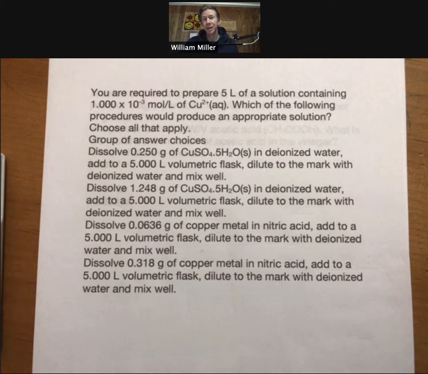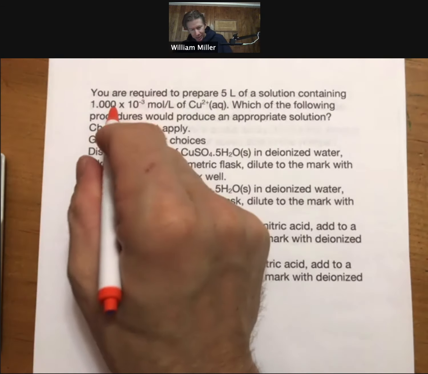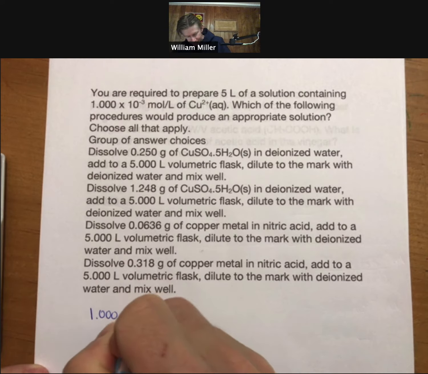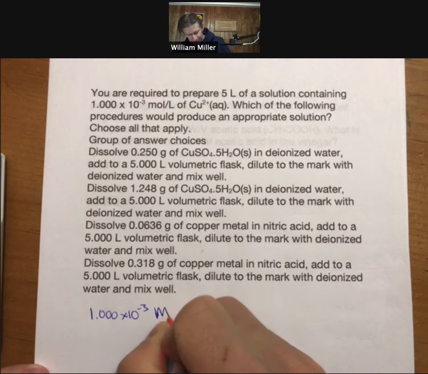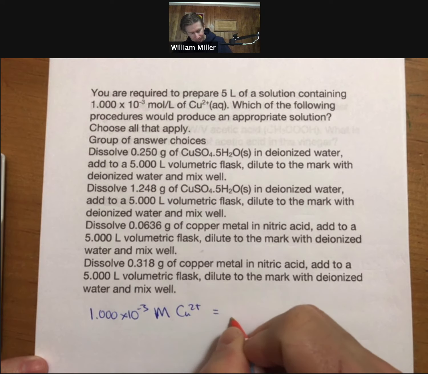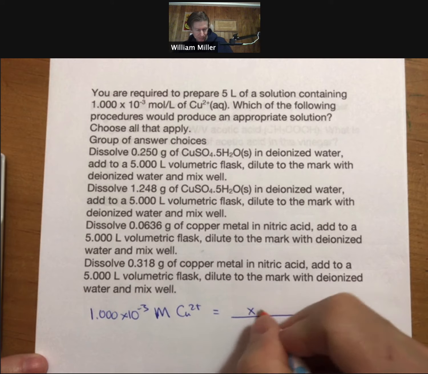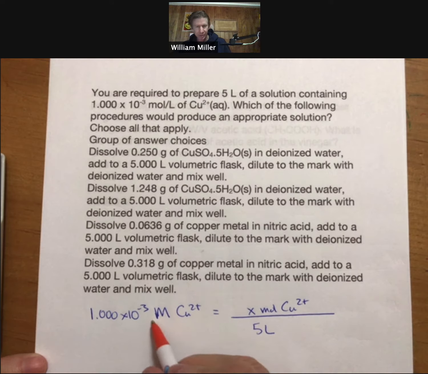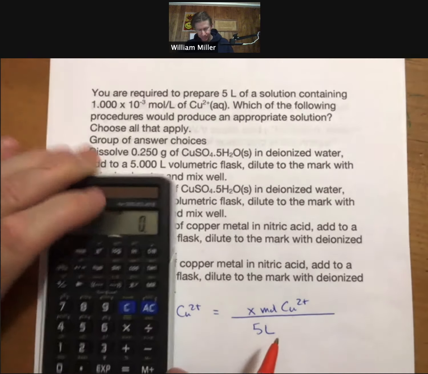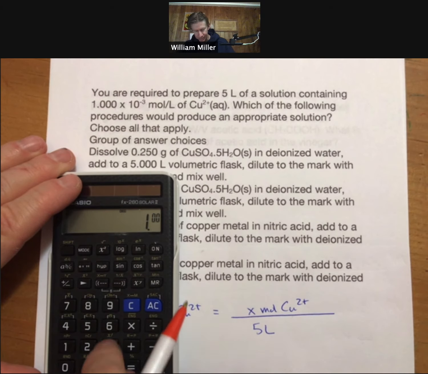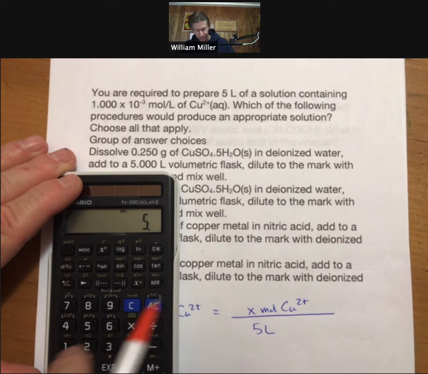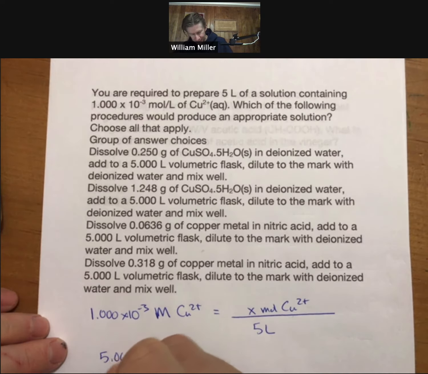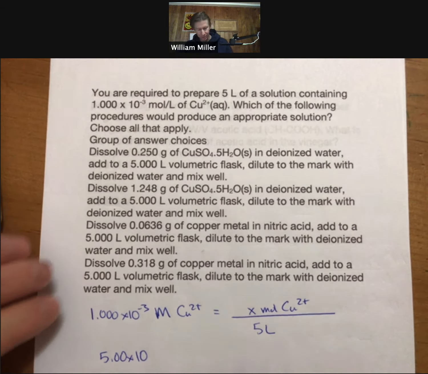So I guess the approach I'm going to take is to find out how many moles I need. I know that I have a molarity and I have a volume, so that will allow me to find moles. That's my molarity of copper. I know I have 5 liters. So I need moles of copper from here. Looks like 5 times 1 times 10 to the minus 3rd. 5 times 10 to the minus 3. And I will keep my 3 sig figs and do 5.00.